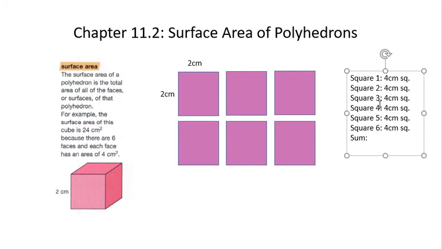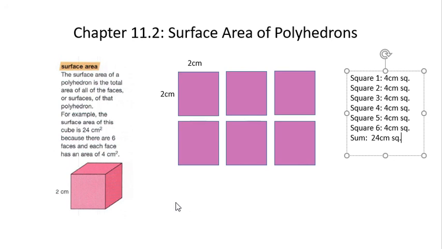So I know I have 6 faces, and each of them has an area of 4 centimeters squared. I could add them all up, or I could use my multiplication abilities and say that 6 faces times 4 centimeters squared each would be 24 centimeters squared. So my surface area of this cube is 24 centimeters squared.